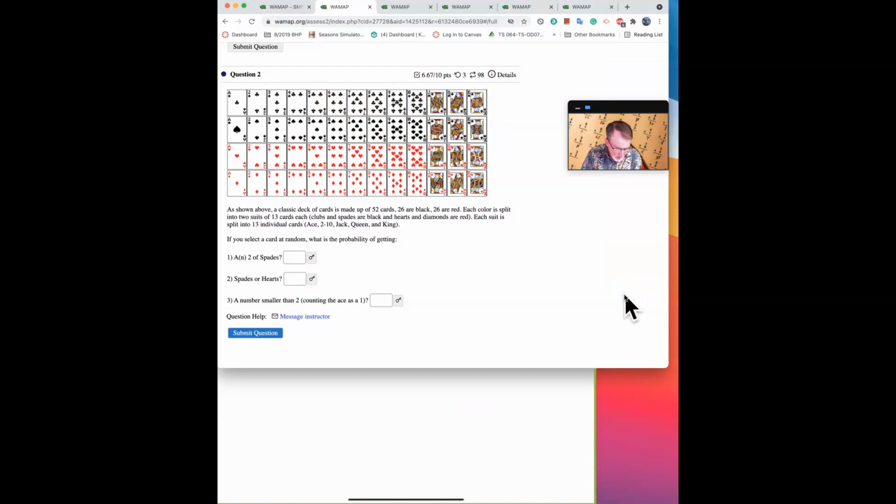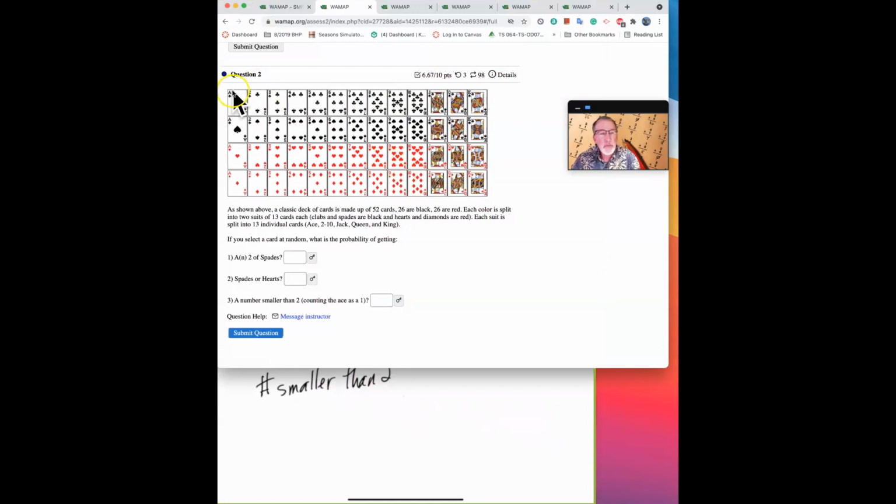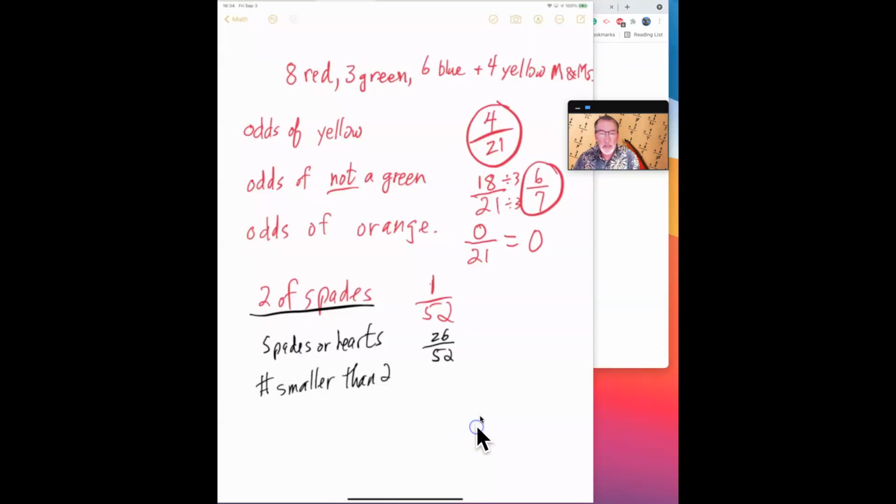Spades or hearts. And then numbers smaller than 2. Okay, spades or hearts. So according to the chart, maybe it's easier to keep that up here. We have 13 spades and 13 hearts. So there's 26 chances that we could draw the right one. 26 out of 52. And these are both even, so let's reduce the fraction by 2.